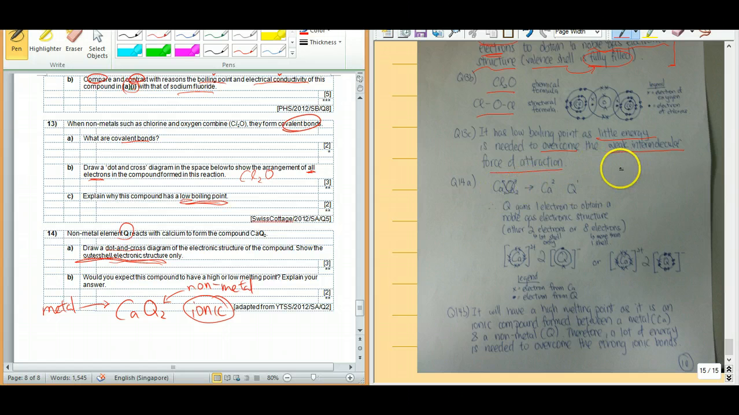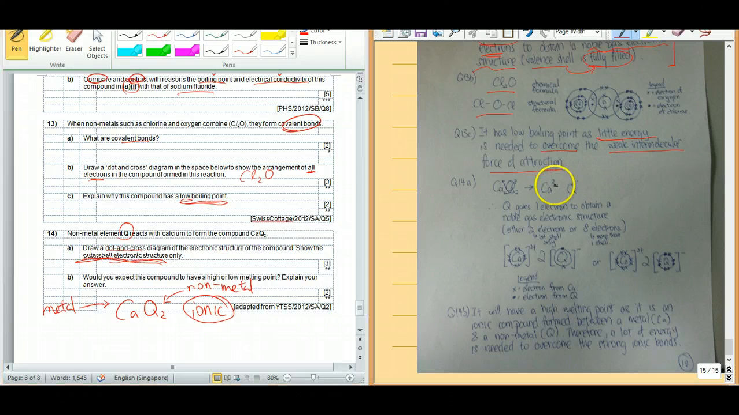So once you do the reverse crisscross, you realize that calcium's special number is 2, not surprising, because you have it in your periodic table. Whereas for Q, the special number is 1. What does the special number tell you? It actually tells you the number of electrons it has gained to obtain noble gas electronic structure. It can either be gain, loss, or share.